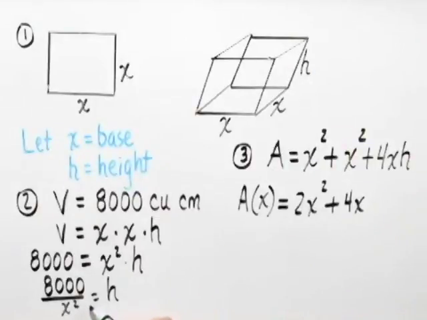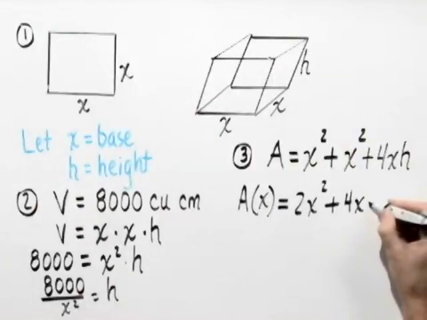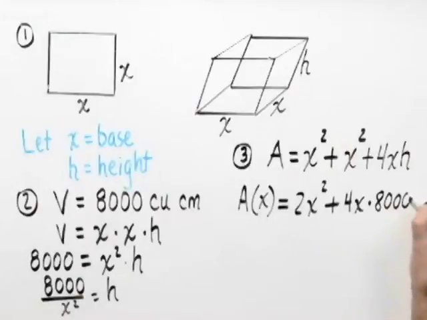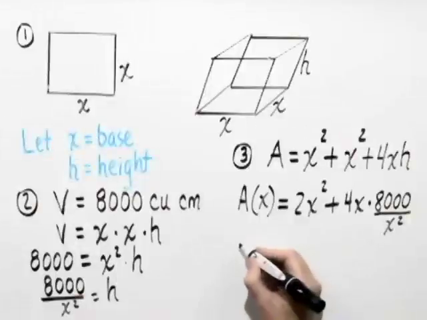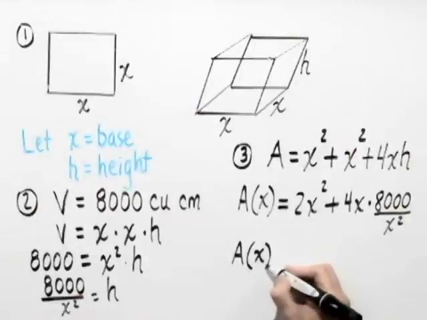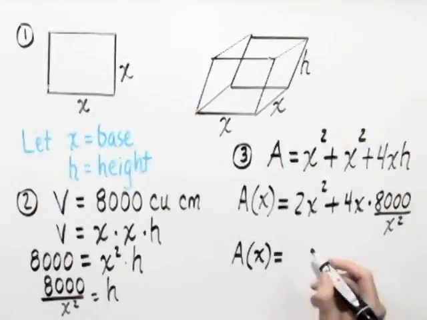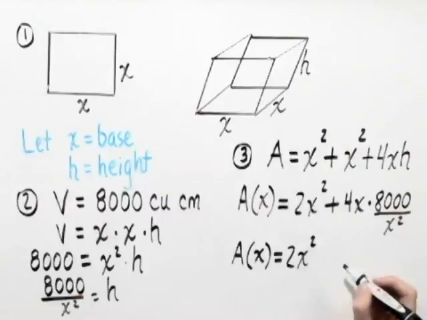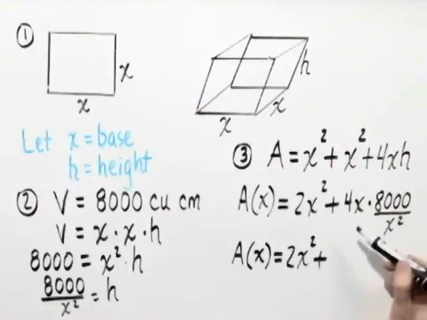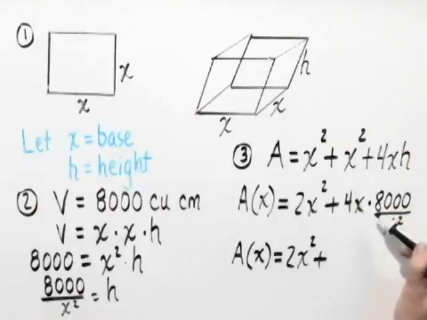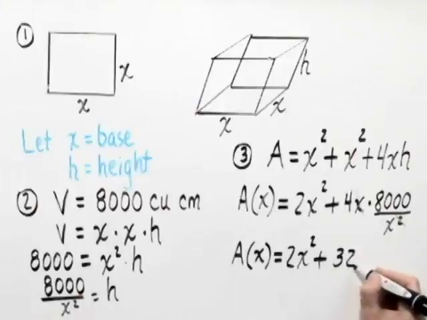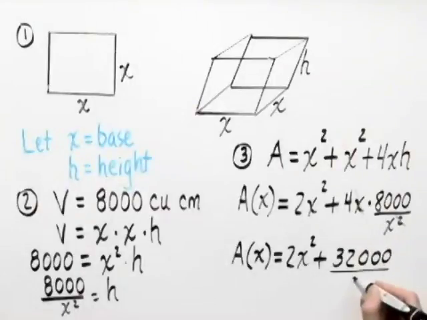But remember, in part 2, we solved for h. We found out that h was 8,000 divided by x squared. So we'll put that in here: 8,000 divided by x squared, and we can simplify this right-hand side. And so we have A of x is equal to 2x squared plus, notice the 1x cancels with 1x in the denominator, so we have 4 times 8,000, or 32,000, divided by x.